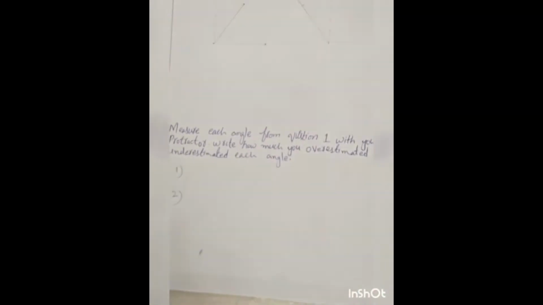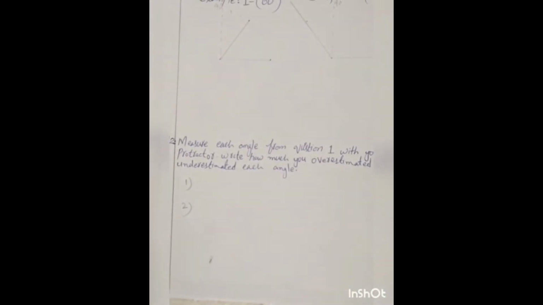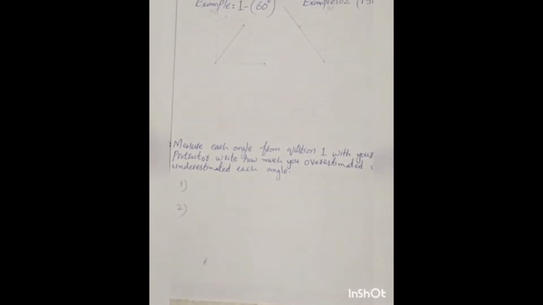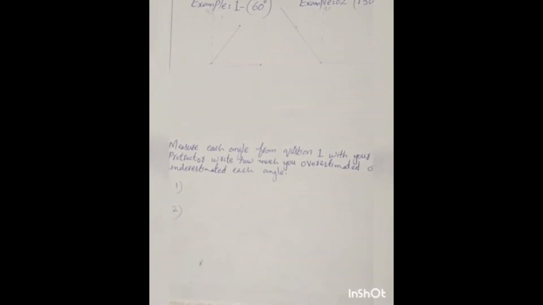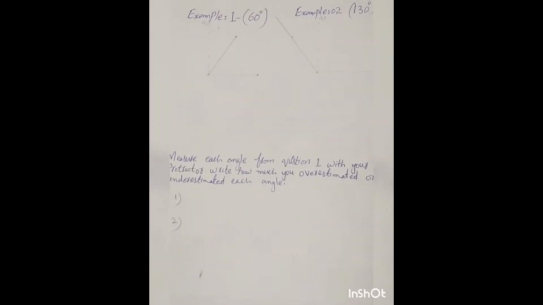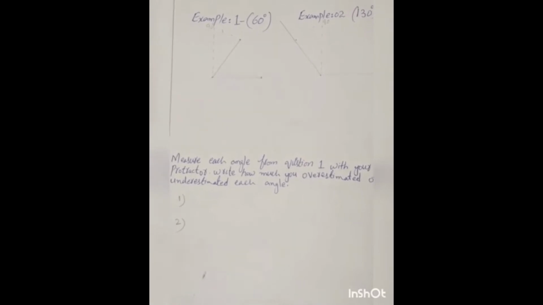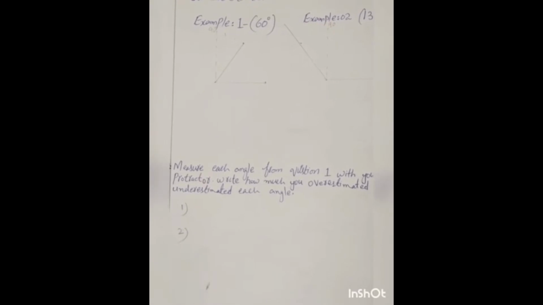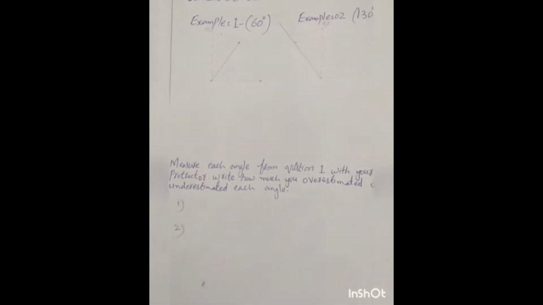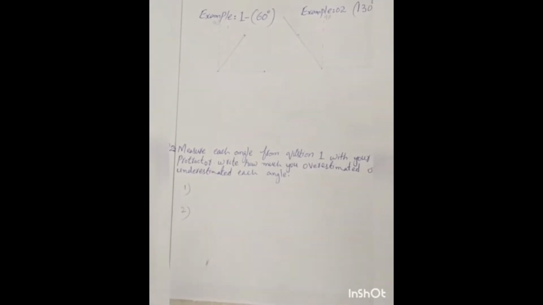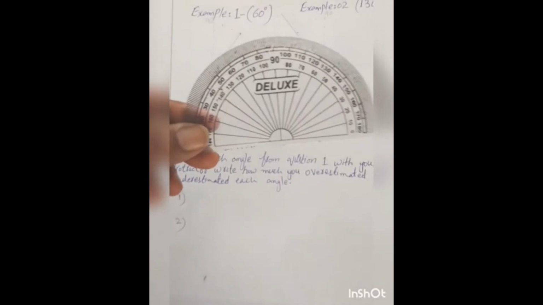Now in question number 2, we have to measure each angle from question number 1 with the help of a protractor and write how much we underestimate or overestimate each angle. What is underestimate? If the actual size is greater than the estimated size, we call it underestimate. And if the actual size is less than the estimated size, we call it overestimate. For this, we will measure the angle with the help of a protractor. It is a protractor.